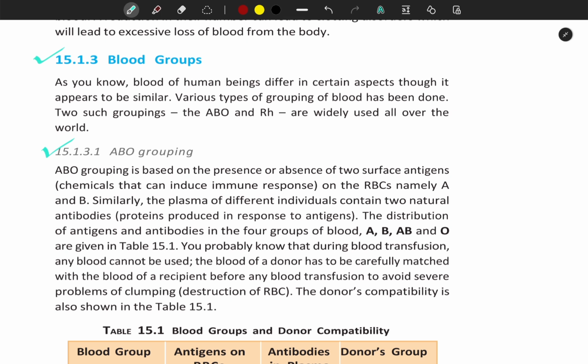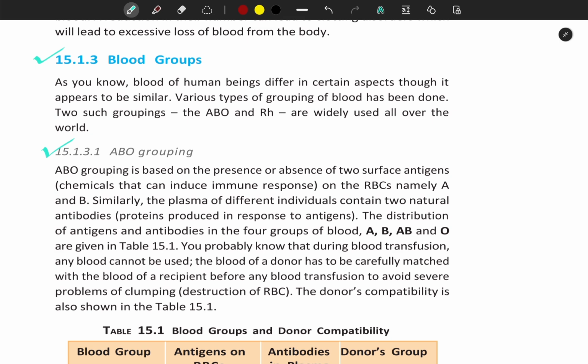That is, proteins produced in response to antigens. The distribution of antigens and antibodies in the four groups of blood, A, B, AB and O, are given in table 15.1. You probably know that during blood transfusion, any blood cannot be used. The blood of a donor has to be carefully matched with the blood of the recipient before any blood transfusion to avoid severe problems of clumping, that is, destruction of RBC.